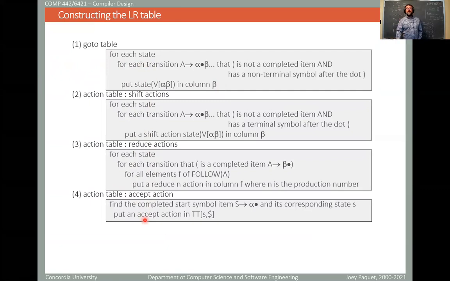You're going to have either go-to table entries, which are state numbers that you put in the right part, the go-to part of the table. It's going to be states that you add into these entries. Then for the action table, you have either shift actions or reduce actions. Number 4 is a special case of a reduce action, which is the accept action, and there is only one of these. So number 4 is a special case of number 3, for reducing to the starting symbol.